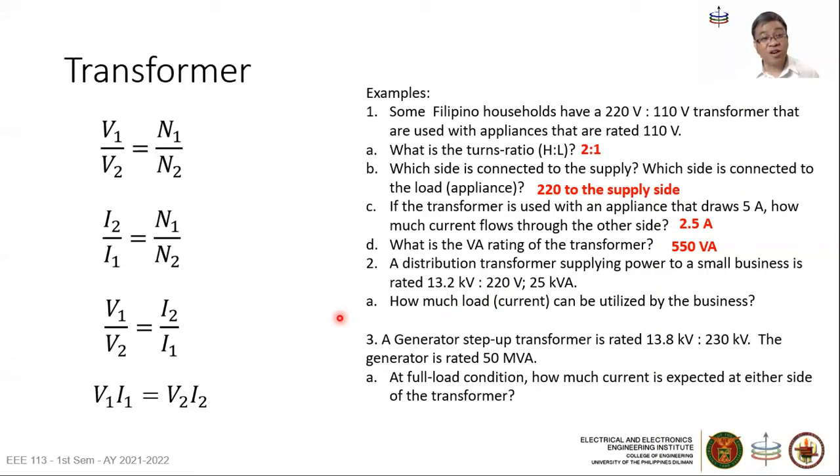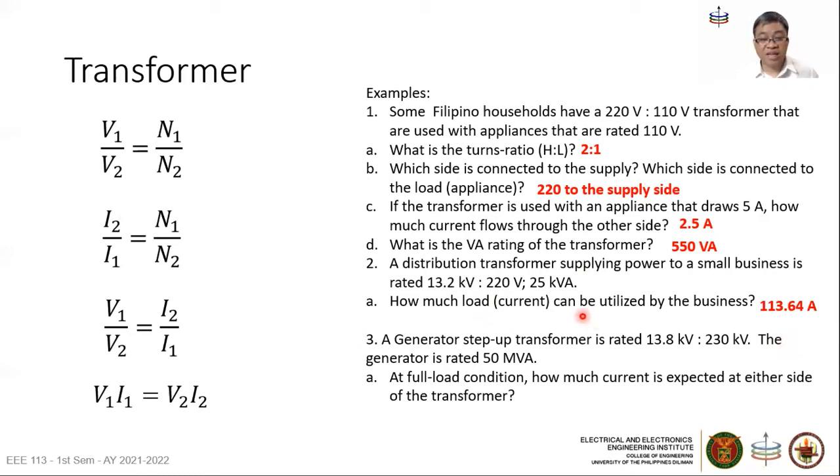When you say load current, that must be on the low side. The load and the appliance earlier are both on the low side. So what will be the maximum current here? That's 25 kVA divided by 220 volts. That will give us 113.64 amperes.